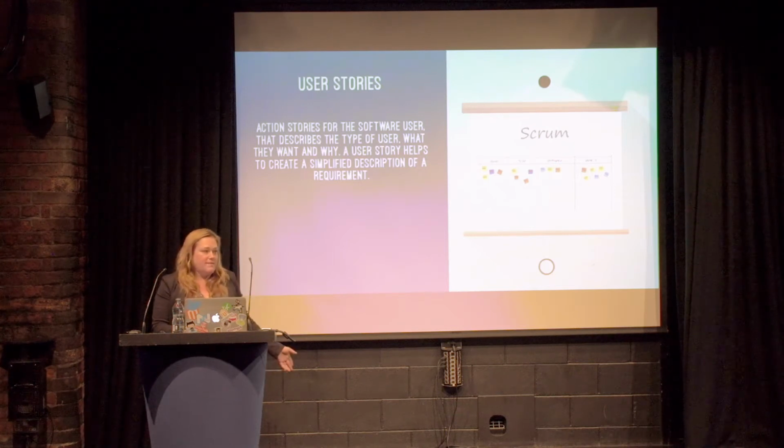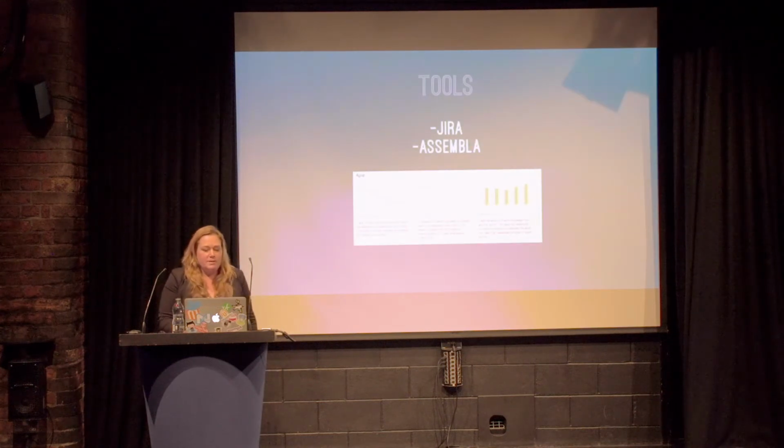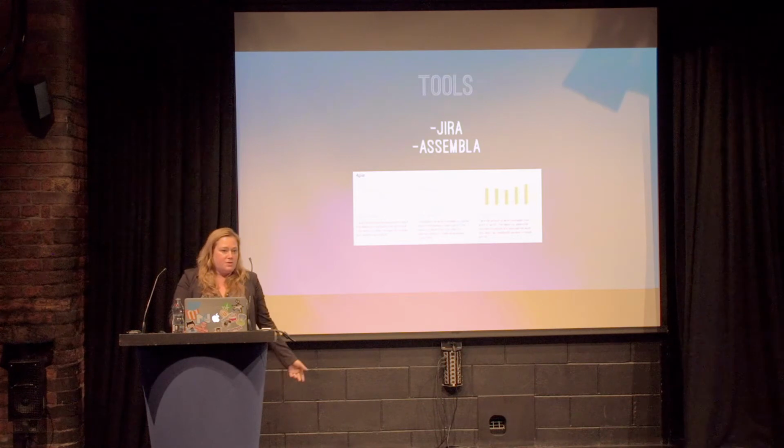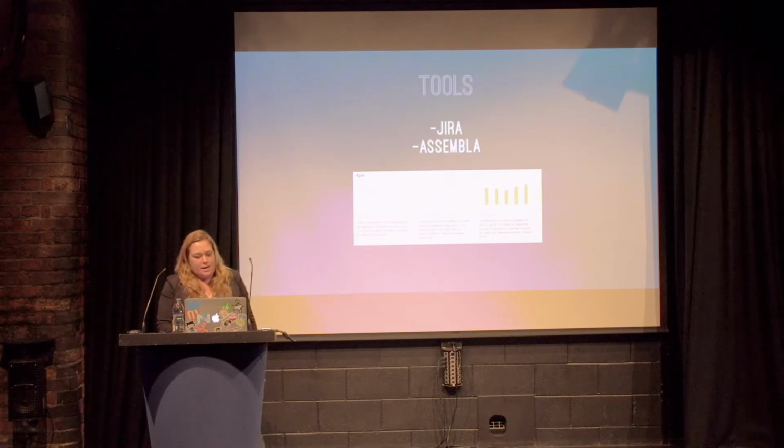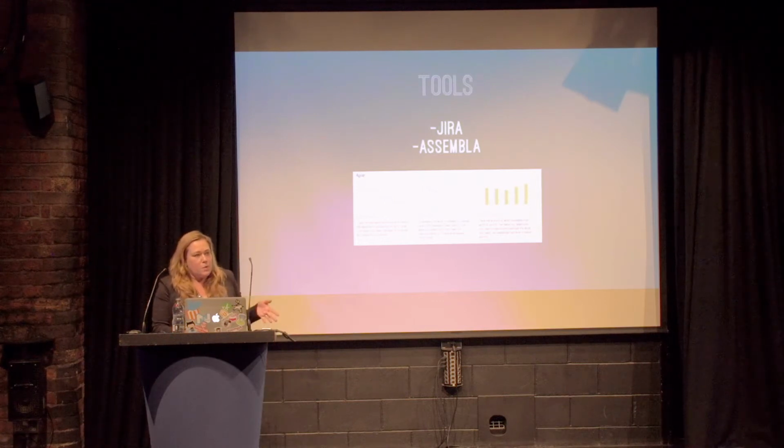Well, now we have the internet, so we mostly use tools. Some of the most popular tools for Scrum and Agile are Jira and Assembler. I'm a big fan of both of them. And this is just an example of some of the great reports that you can get out of using these tools versus using a whiteboard.